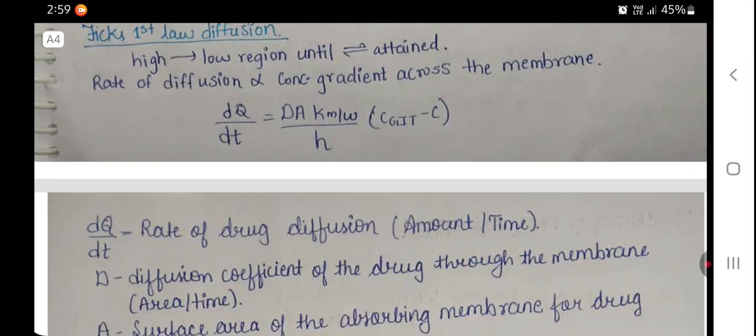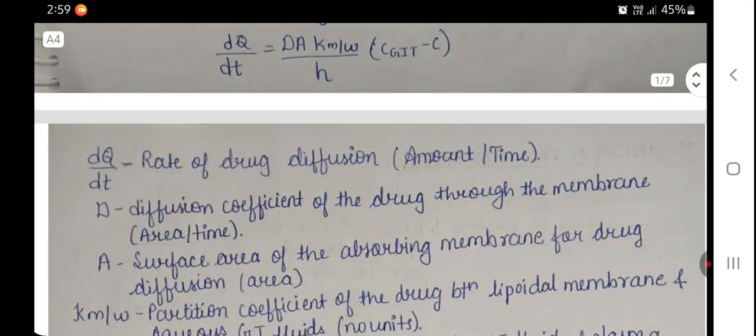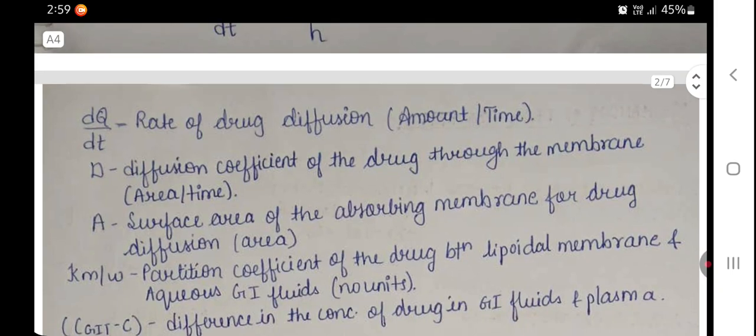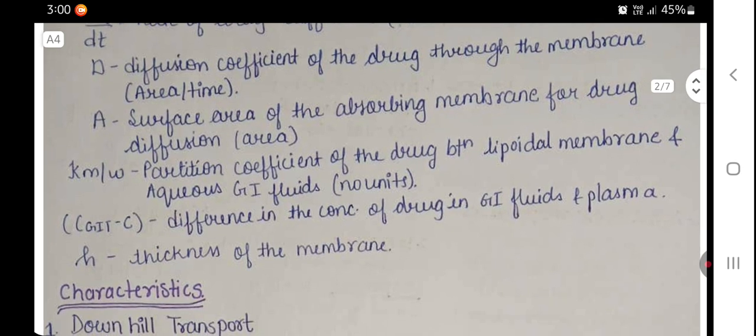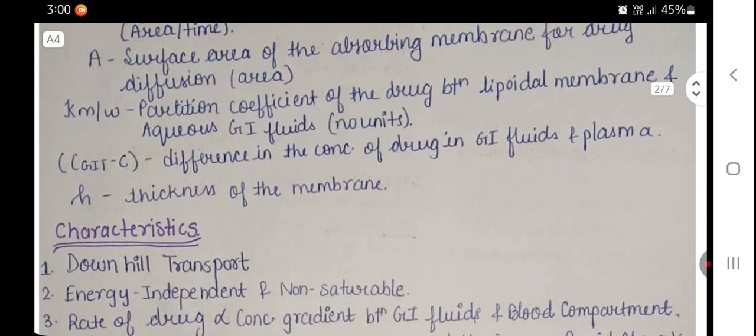dQ/dt is the rate of diffusion, it is in amount per time, and D is the diffusion coefficient of the drug through the membrane, it is in area per time. A is the surface area of the absorbing membrane for drug diffusion. Km/w, partition coefficient of the drug between lipoidal membrane and aqueous GI fluids, no units. CGIT minus C, that is the difference in the concentration of drug in GI fluids and plasma. h is the thickness of the membrane.